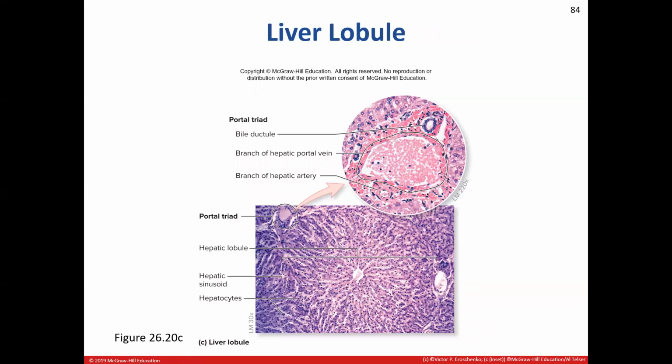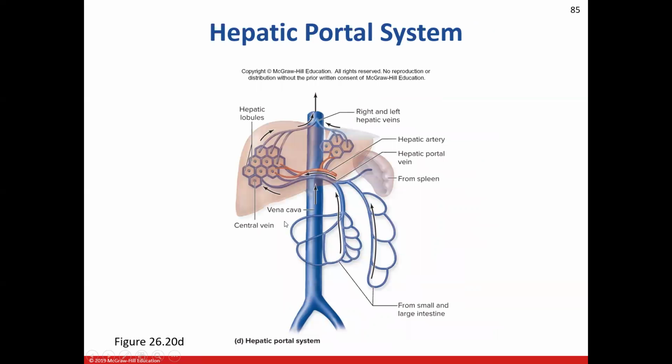Here you can see a little histology slide. Here's a liver lobule. You can see the central vein in the middle, surrounded by hepatocytes. And then on the periphery of the lobule, you can see the portal triad there. So this picture kind of shows you some of the blood flow into the liver itself.